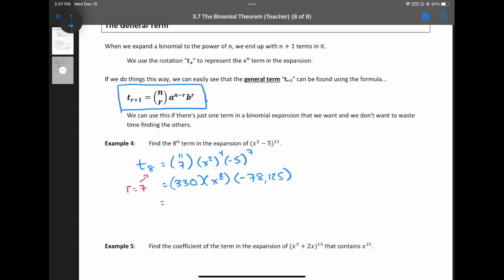So now I can just multiply those numbers out. So 330 times the negative 78,125 gives us, oh my, negative 25,781,250 x to the exponent 8. Okay, so that's what the 8th term is. It took us a little bit of time to plug that all in. It's a lot easier than doing all 12 terms and then just underlining the eighth one and saying there, that's the value of the eighth.